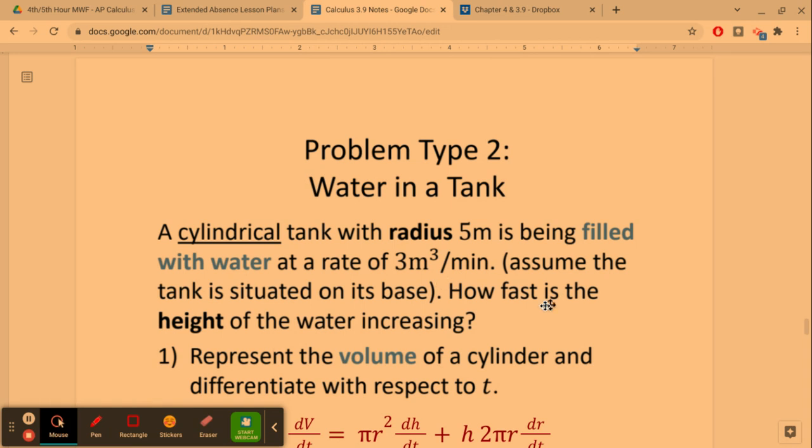So how fast is the height of the water increasing? We're trying to find the rate at which the water is increasing in height. Let's do a little bit of underlining before we get started. We have a radius here, and the radius is going to be 5 meters. Now, very important. This radius does not change.